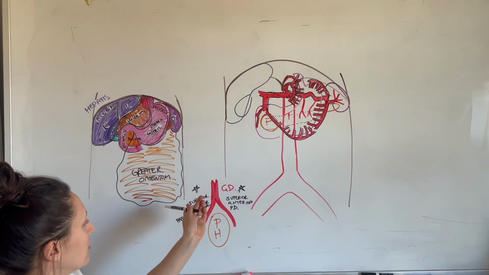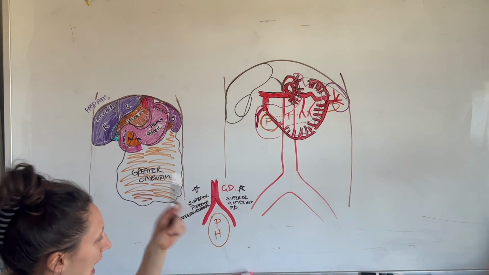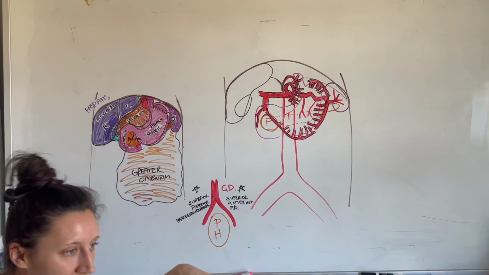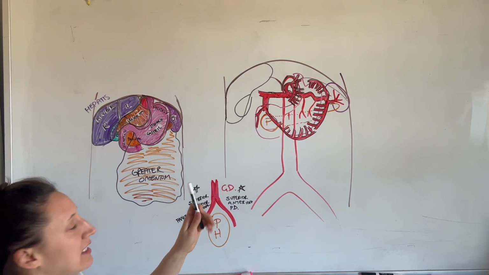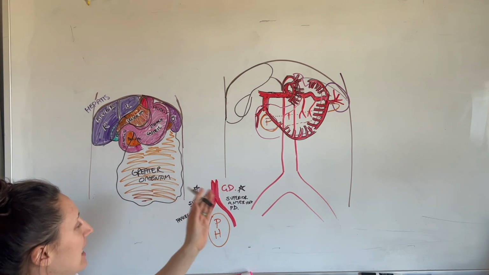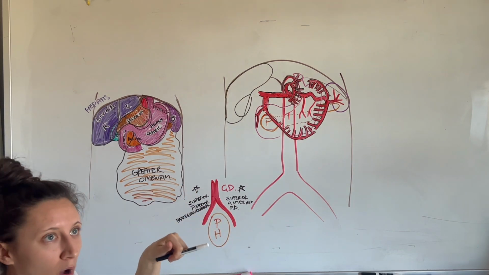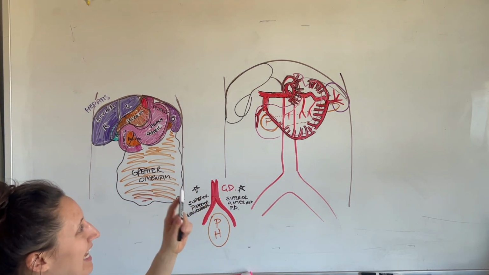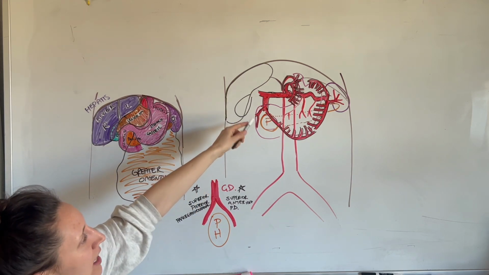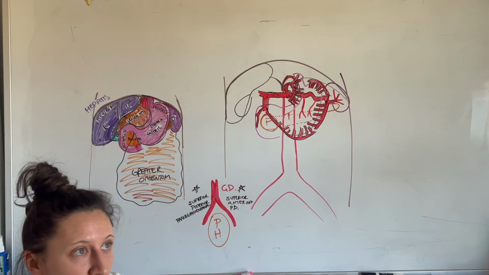Why? Because your superior, posterior, and anterior pancreatico-duodenal arteries connect to inferior pancreatico-duodenal arteries that are from the superior mesenteric artery, which means these pancreatico-duodenal arteries are our anastomosis point between celiac trunk and superior mesenteric artery.